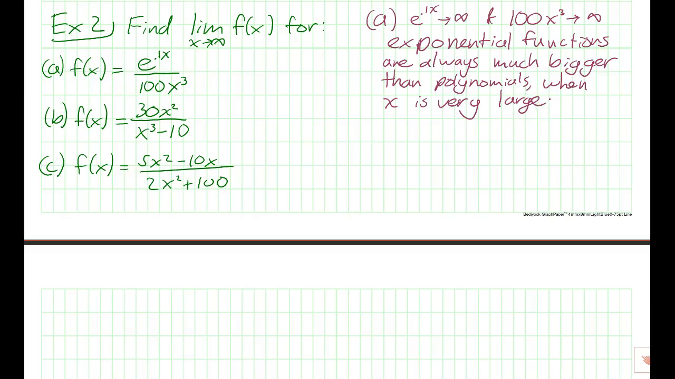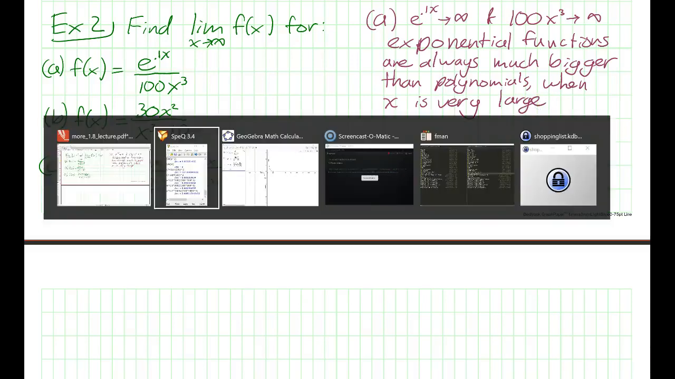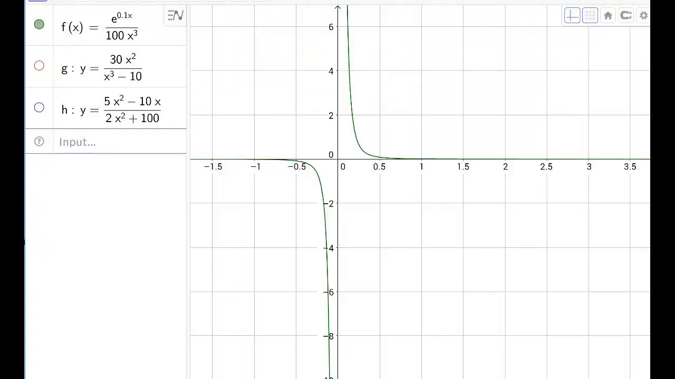Okay, just want to show you what that looks like in a graph of this function. So here is a program called GeoGebra, which you might want to download. It's pretty handy for graphing things. So here's a graph of the function. We have e to the 0.1x over 100 times x cubed. And here, yeah, it definitely looks like, hey, as x gets bigger, y sure is approaching 0.